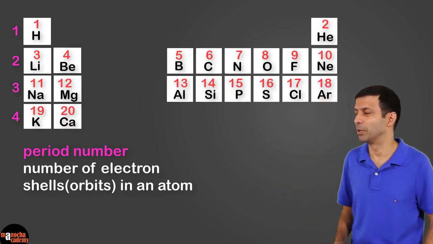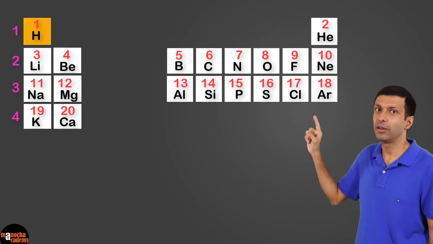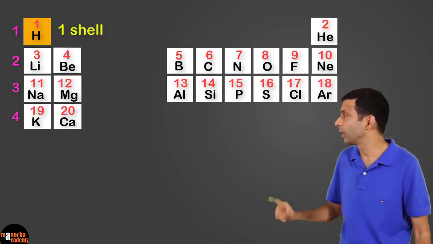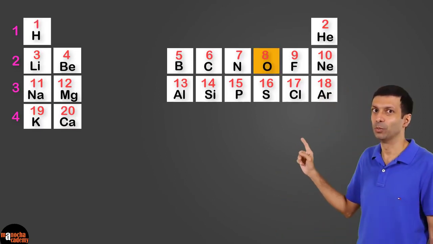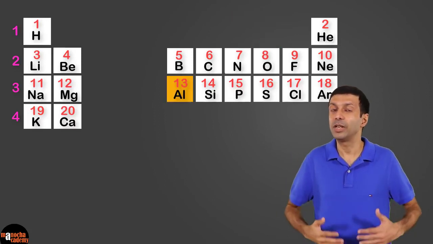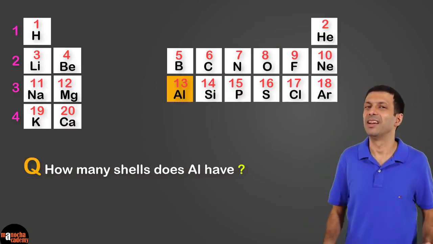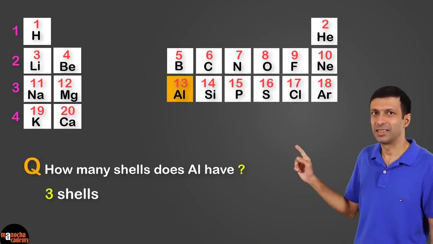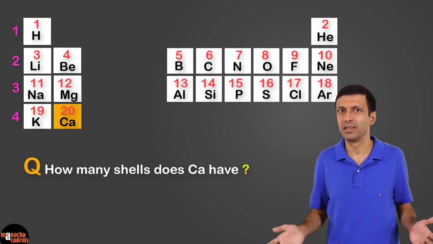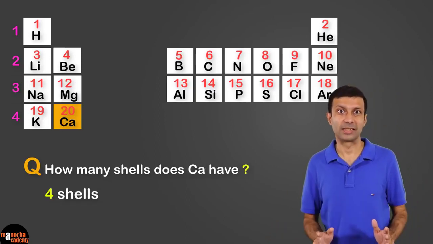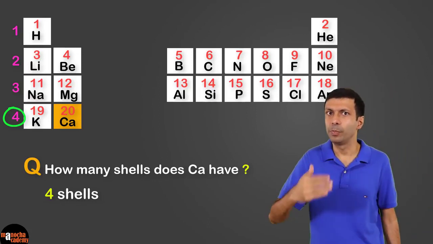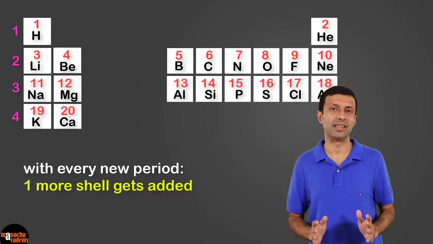So let's take some examples. Hydrogen is in period 1, so it has only one shell. Now if you look at oxygen, it's in period 2, so it contains 2 shells. Similarly, how many shells does aluminium have? That's right, 3 shells, since it's in period 3. And what about calcium? Correct, 4 shells. It's in period number 4. So with every new period, one more shell is being added.